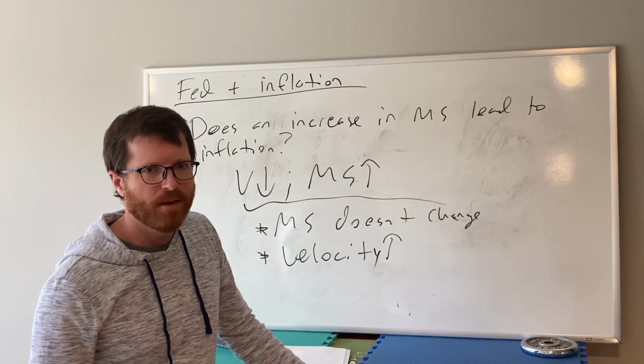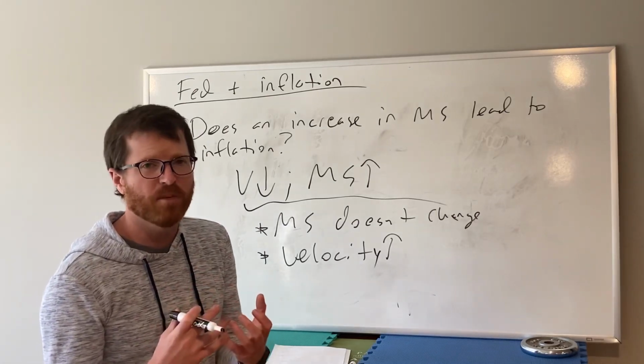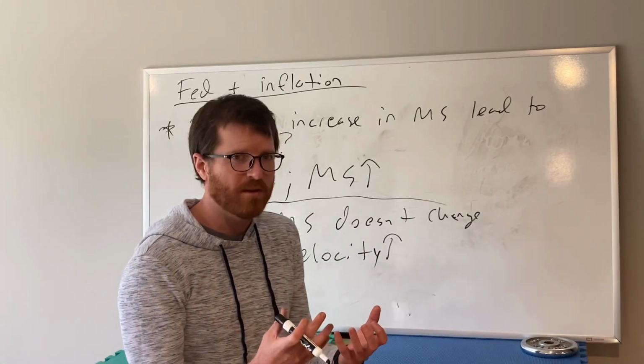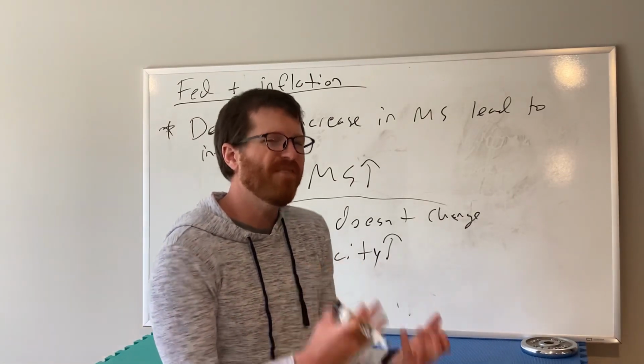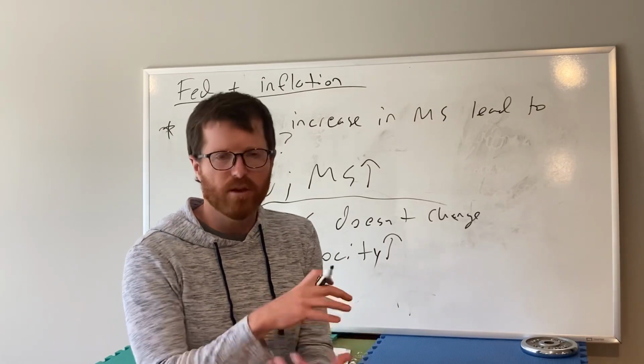We may talk more about this in the future. There's an interesting and very complex relationship between the Fed and the velocity. The Fed is both responsive to changes in velocity and also affects the velocity. So they're very intertwined, very endogenously related to one another.